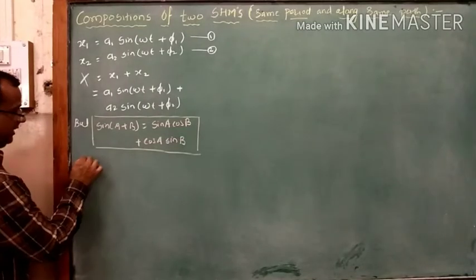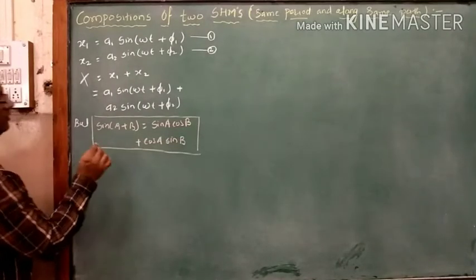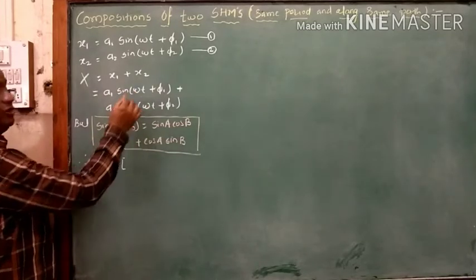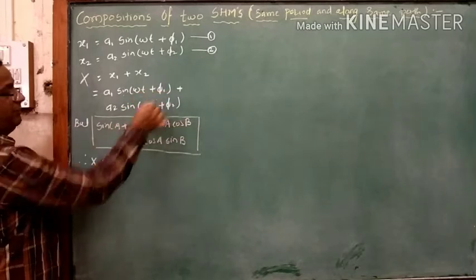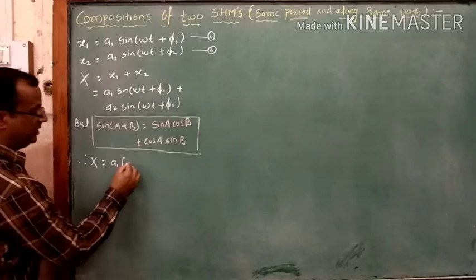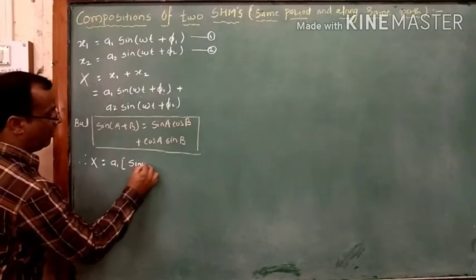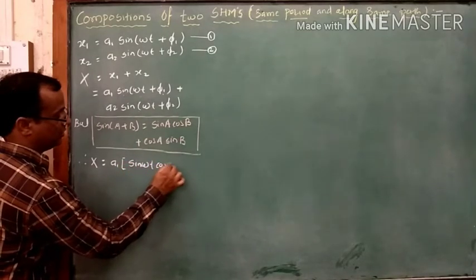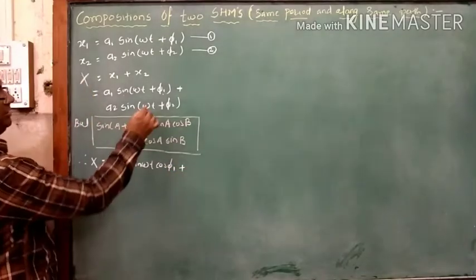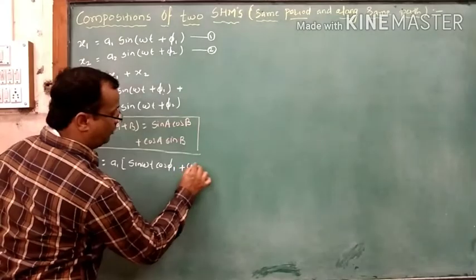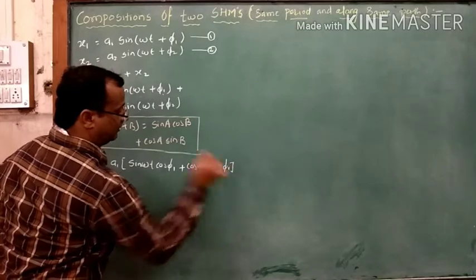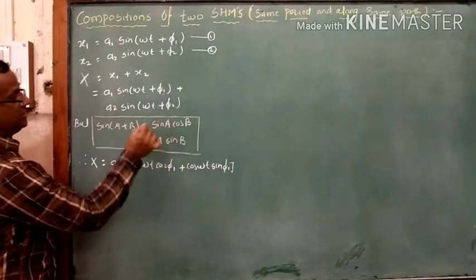Here x is equal to, we keep A1 as it is, and now the expansion of sine of omega t plus phi 1 using this formula: this will be a, this will be b. So we get sine of omega t into cos of phi 1, right? Now this will be the first term. Now the second term is cos of omega t into sine of phi 1. Right? So this is about the first one.